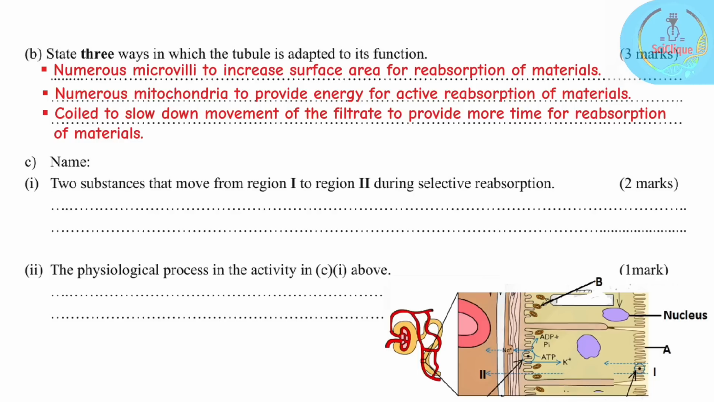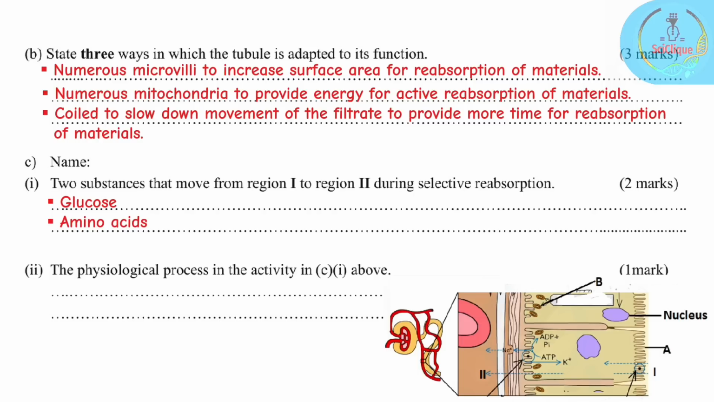So 2 different properties. Part C, name 2 substances that move from region 1 to region 2 during selective reabsorption. Okay, so we are talking about substances that have been reabsorbed from the PCT to the blood vessels so that they can then be transported back to the body. Glucose, amino acids, fatty acids, and glycerol. Any of those is correct.